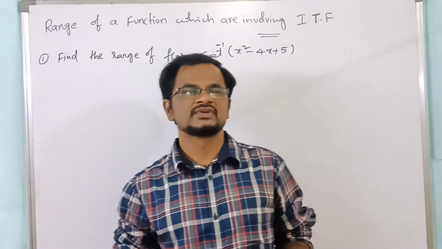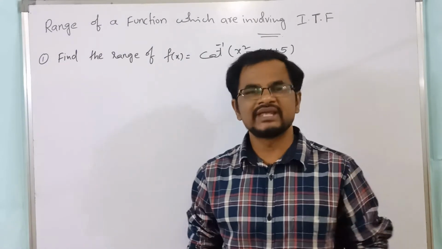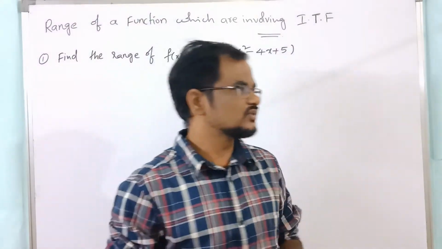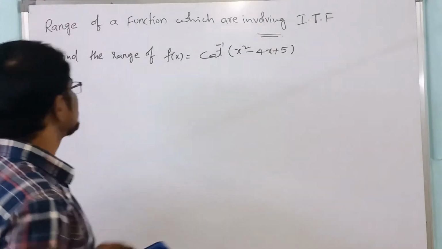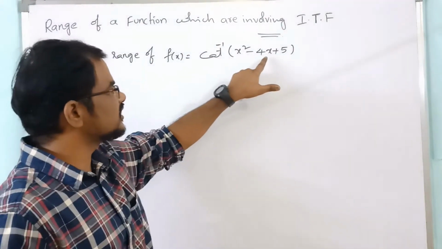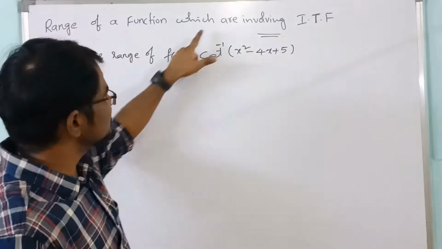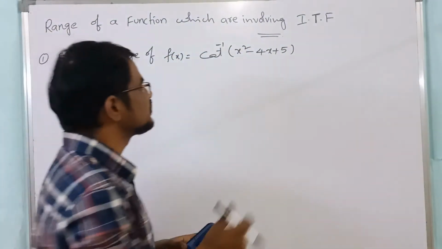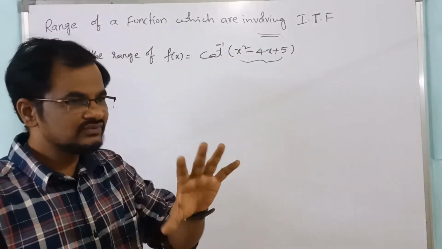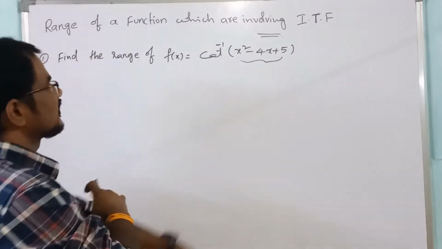In this video, we will learn the range of functions involving inverse trigonometric functions. Take the first problem: f of x equals cot inverse of x square minus 4x plus 5. Before finding the range of this function, first we have to observe between which two values the inner expression exists. For that, what do we have to do?